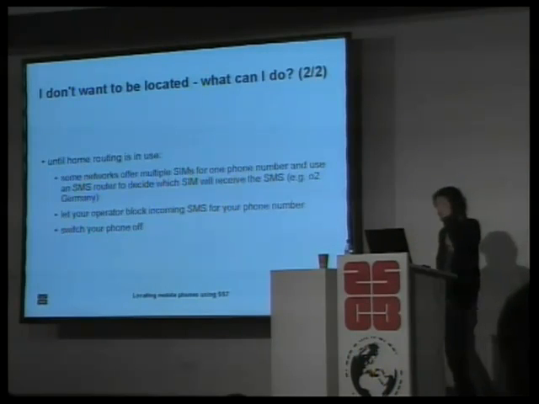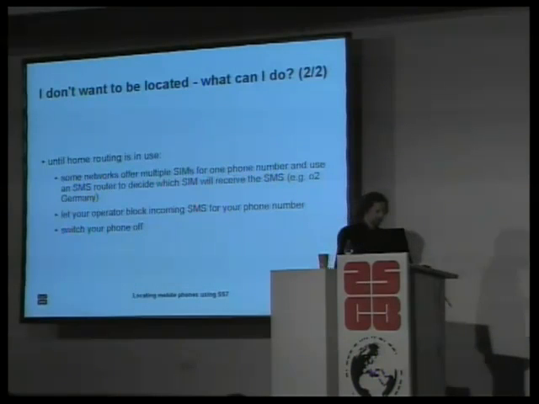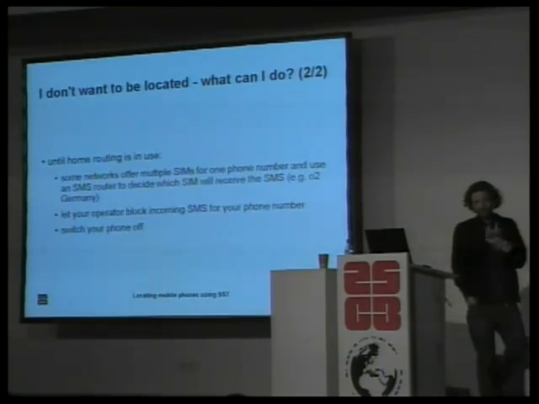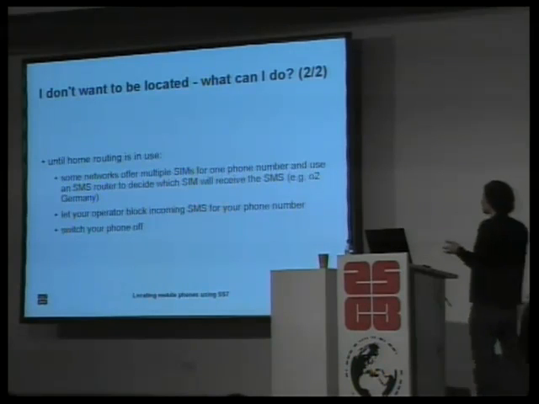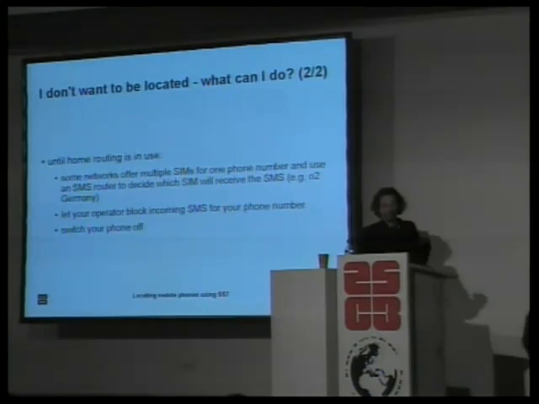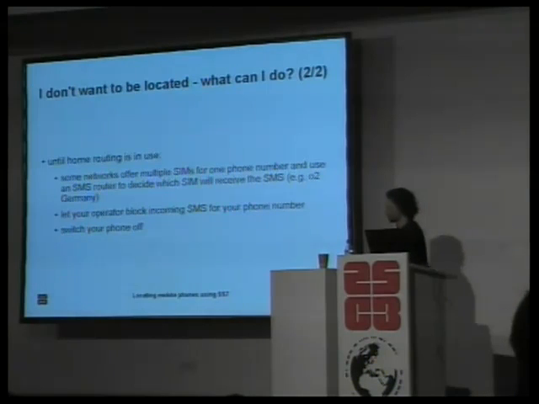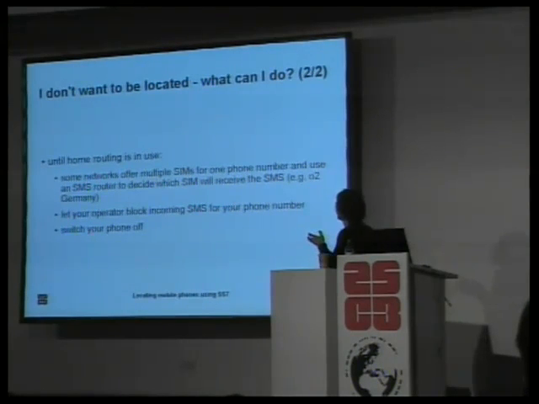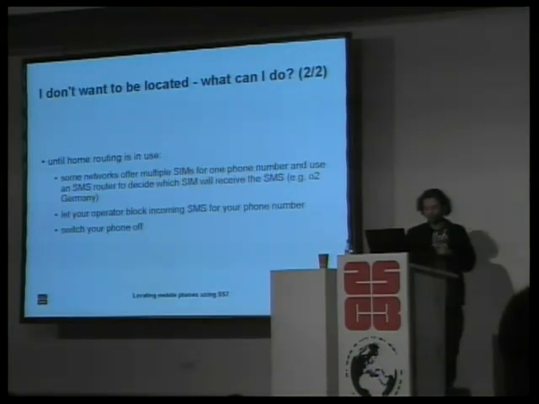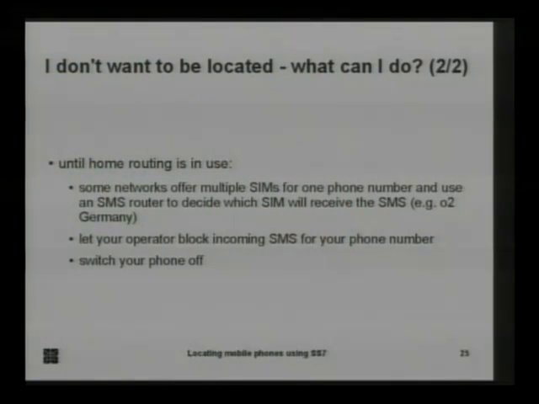So as I said earlier, for example, if you're using O2 in Germany, what you can do is call them and say you want to use multicard, and for a one-time fee of 25 euro, they will send you another SIM card, and then you will use that one MSC that's used for all multicard customers, so it won't be possible to locate you anymore with this method. The other possibility is you could let your operator block incoming SMS for your phone number. Not a very good possibility. Also, you could of course always switch your phone off.